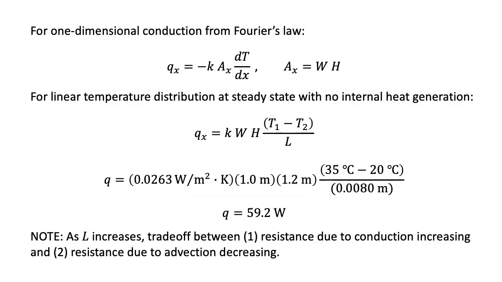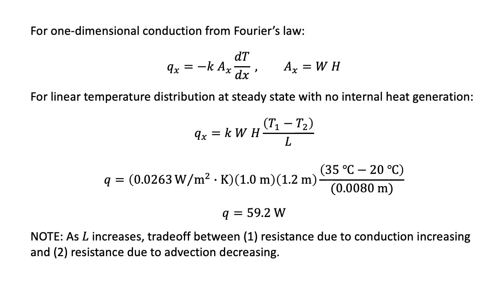Next, we calculate the heat transfer rate using Fourier's law for one-dimensional conduction, where the area used for this calculation is normal to the direction of heat transfer. For steady-state conduction with no internal heat generation, the temperature distribution will be linear and we get the results shown. Note that we could also get this equation by using the thermal resistance analogy for a plane wall. Substituting in values, we get a heat transfer rate of 59.2 watts.